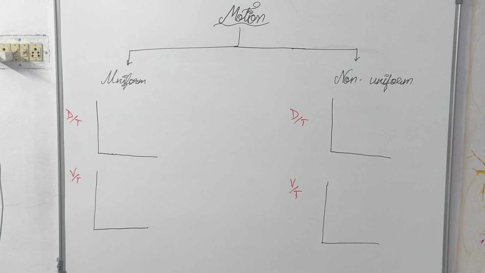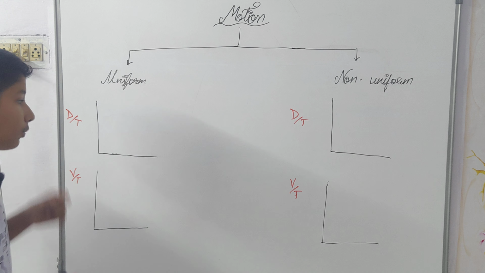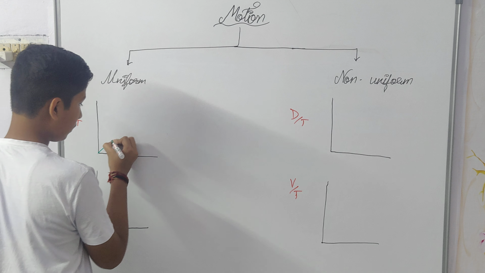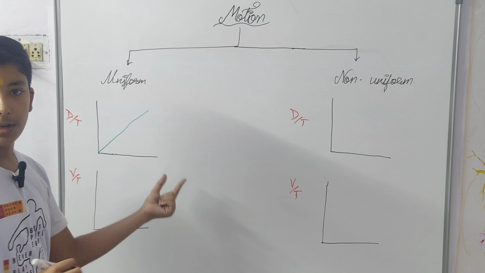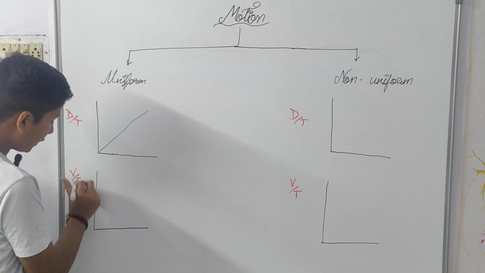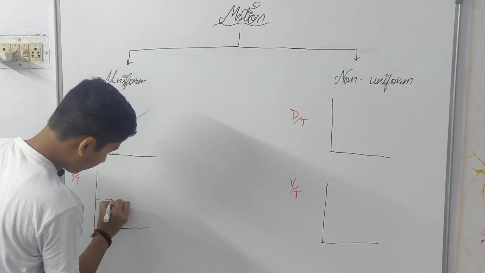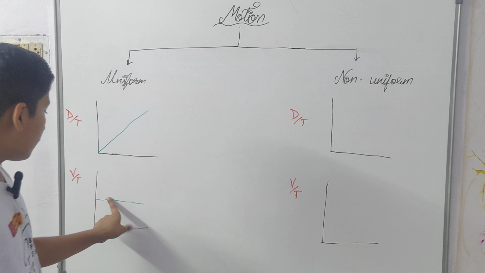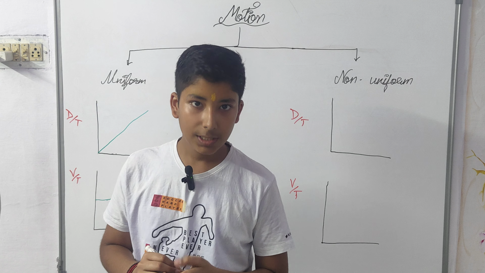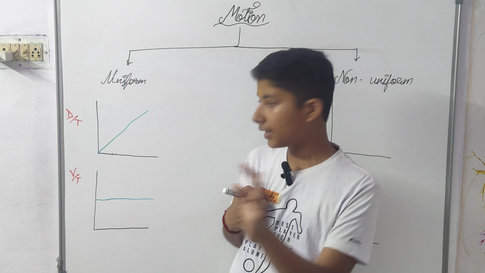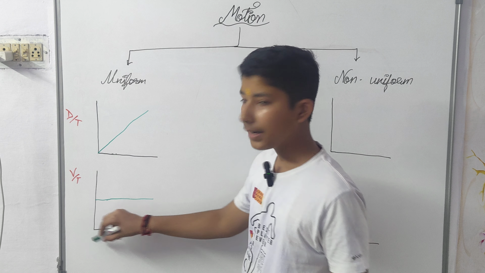Now let's make. Firstly, how will the distance time graph of uniform motion be? It will be in this way. Why? Because equal distance and equal time. And the velocity time graph will be like this. Why? Because velocity is constant, there is no acceleration, so v will be constant and time will be continuous.